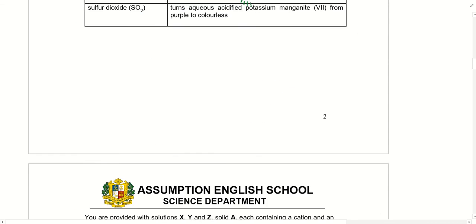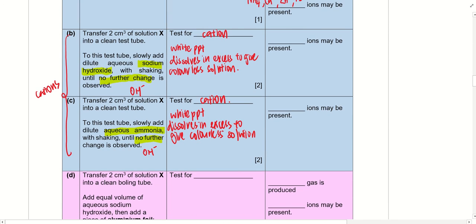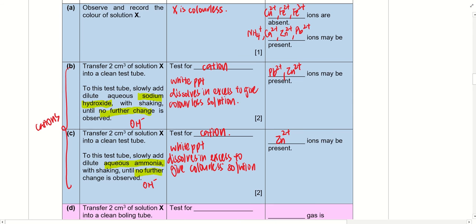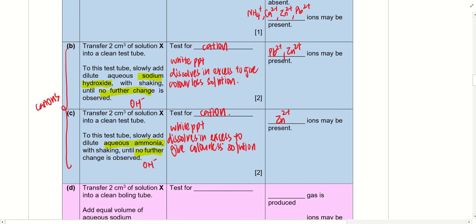So then you can shortlist. For part B, I can confirm more or less that I have either Pb2+ or Zn2+. Then for part C, I straight away confirm it's only Zn2+. So out of the tests from A to C, I know that the cation must be Zn2+. That means X is zinc something.